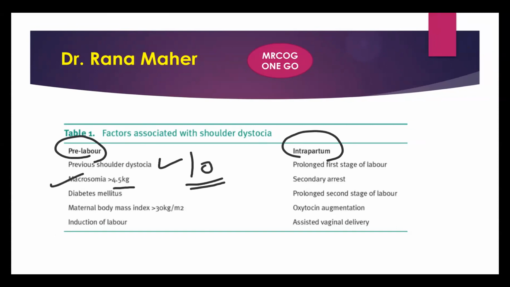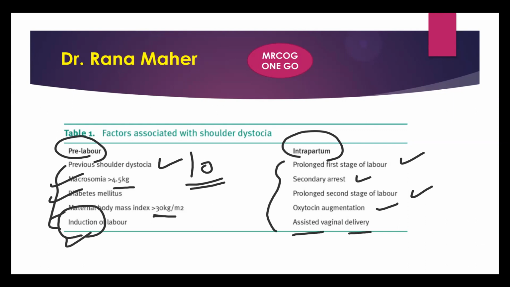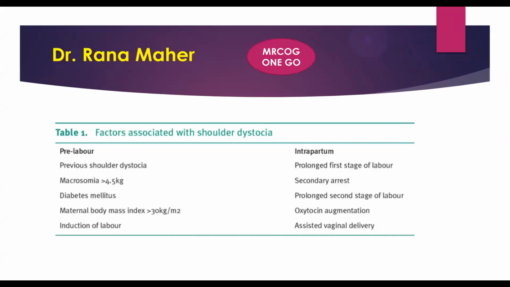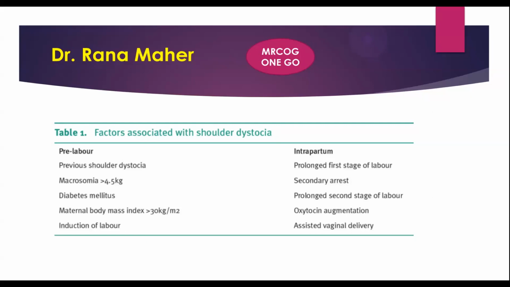Macrosomia more than 4.5 kilograms. Diabetes, maternal body mass index more than 30. Induction of labor itself will increase the risk of shoulder dystocia. Intrapartum: prolonged first stage, prolonged second stage, secondary arrest, oxytocin augmentation, assisted vaginal delivery. So we have here 5 risk factors, and here 5 risk factors, pre-labor and intrapartum. If you can find any of these in any patient, suspect that this patient will be at risk to have shoulder dystocia.